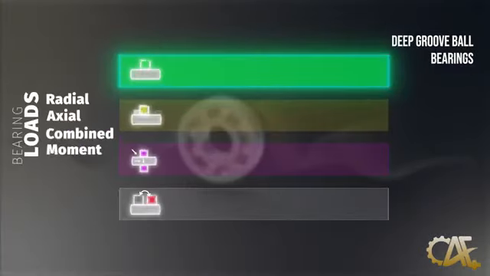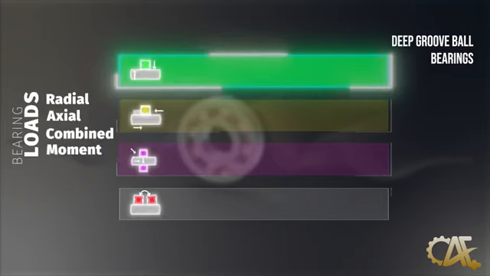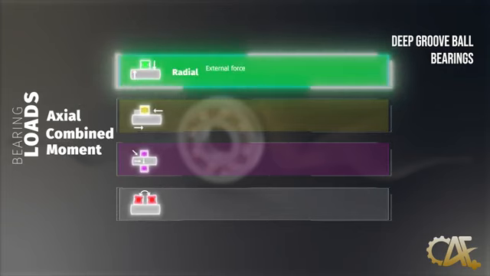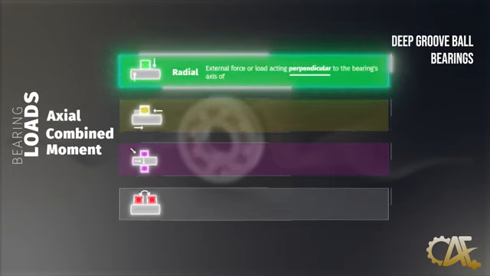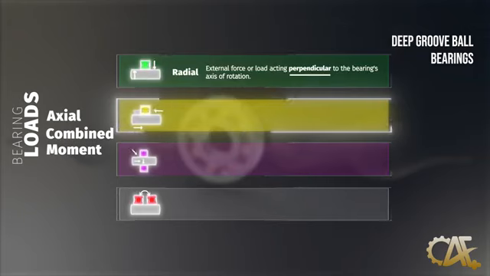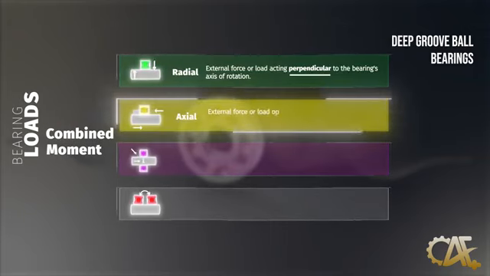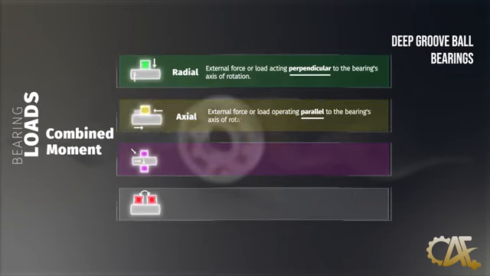Before moving forward, let's clarify the types of loads a bearing is designed to handle. First, there's the radial load. This is an external force or load acting perpendicular to the bearing's axis of rotation. Next, we have the axial load. This is an external force or load operating parallel to the bearing's axis of rotation.